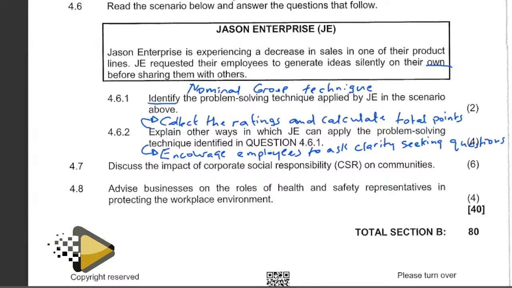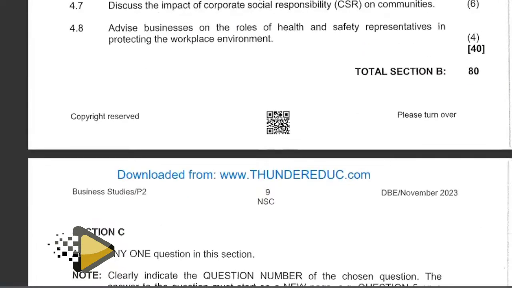Our 4.7 reads as follows: discuss the impact of our corporate social responsibility on communities. So now let's check the impact of this. What you can say is that provision of bursaries encourages our communities to improve their skills. Also, socioeconomic issues are attended to, which will improve the welfare of the community. Right?